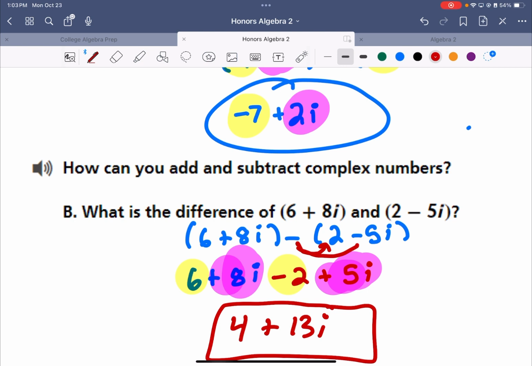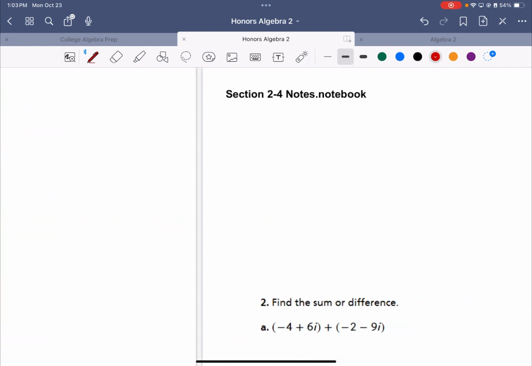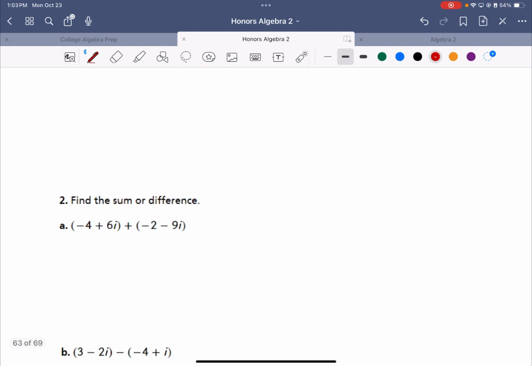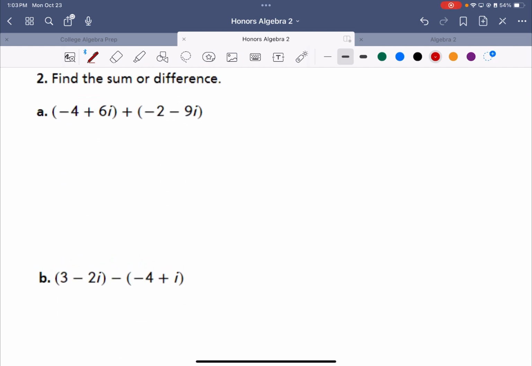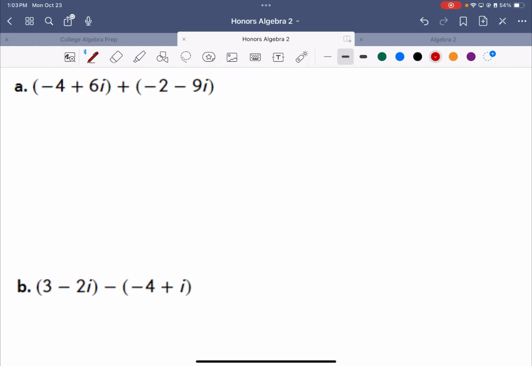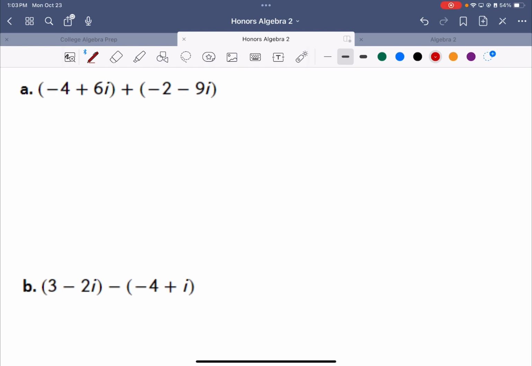Okay. Go ahead and give those two a try. You can find the solutions for those two.